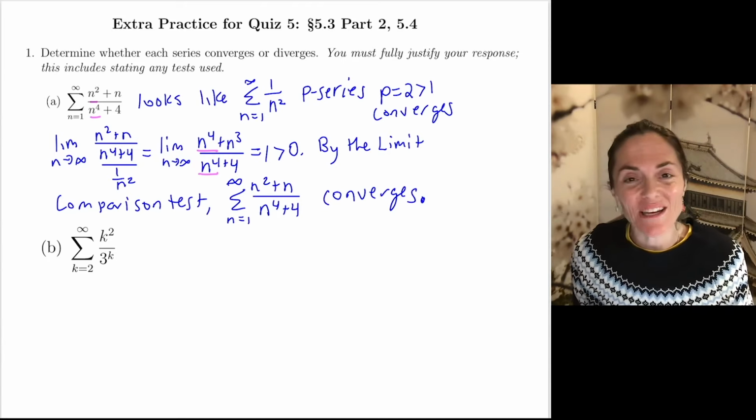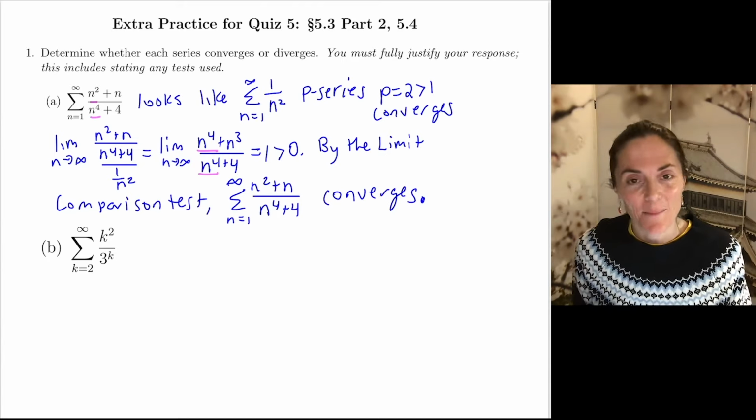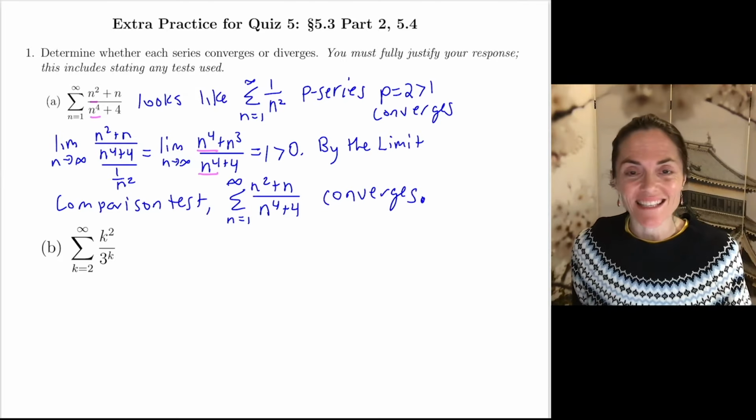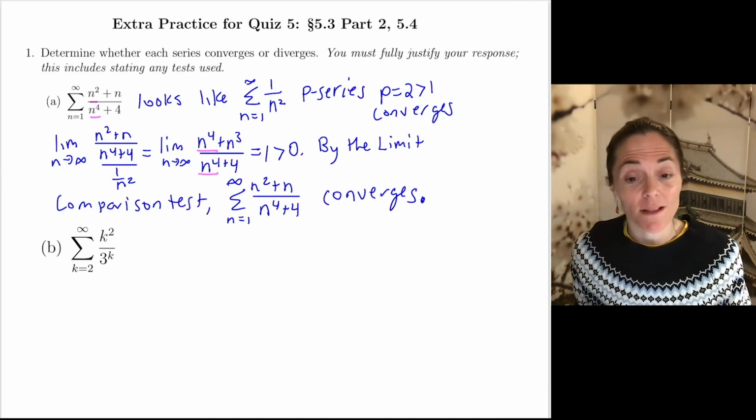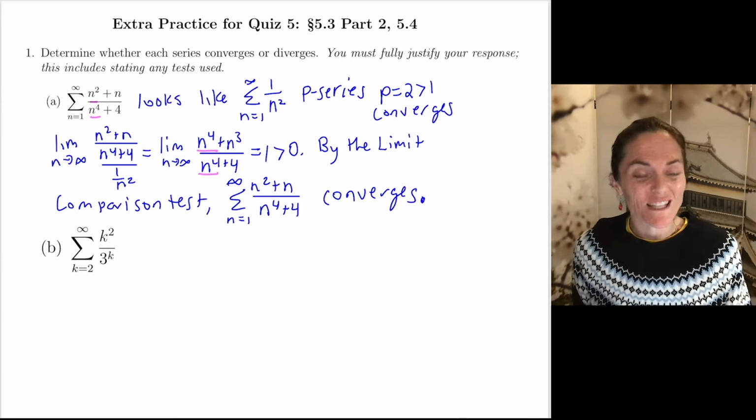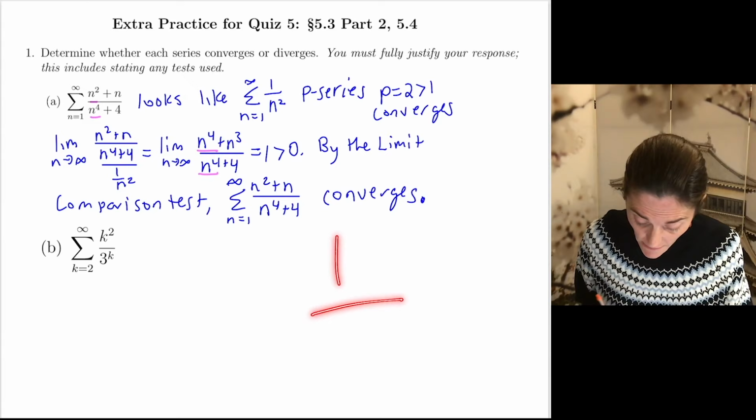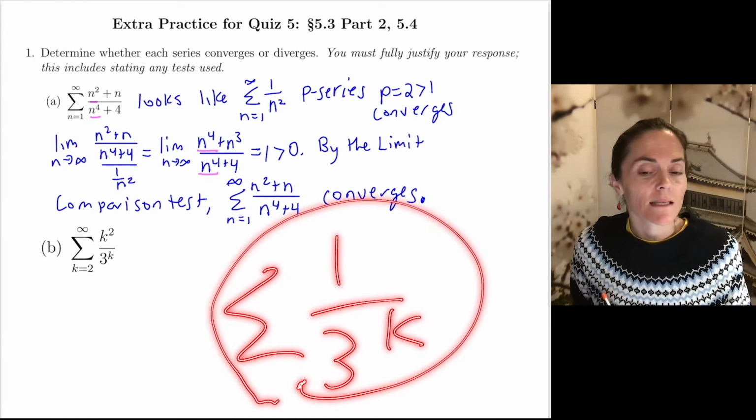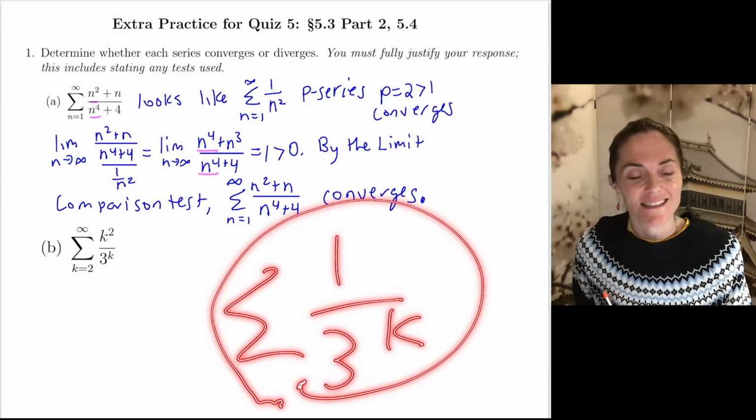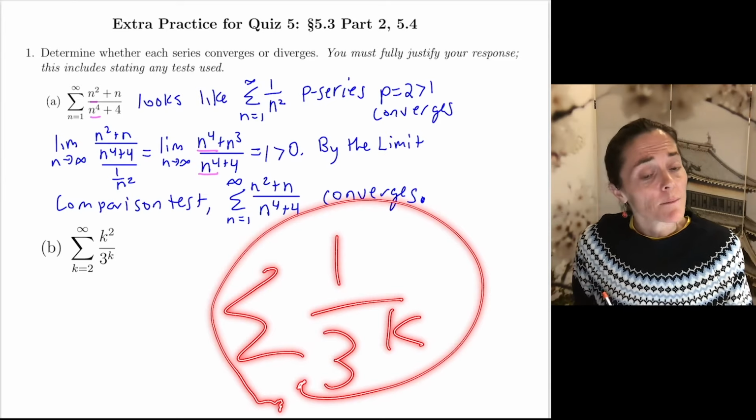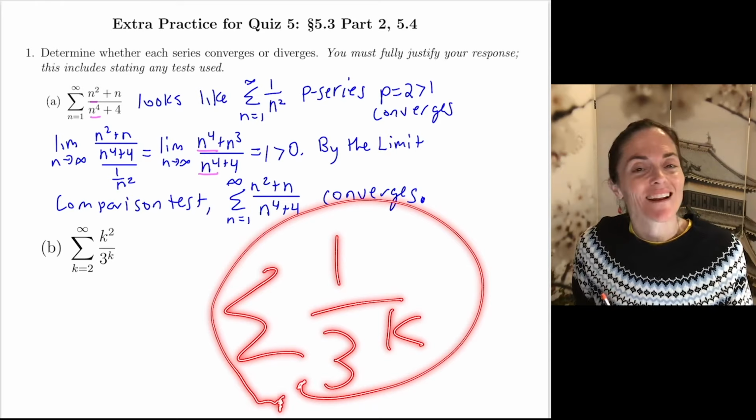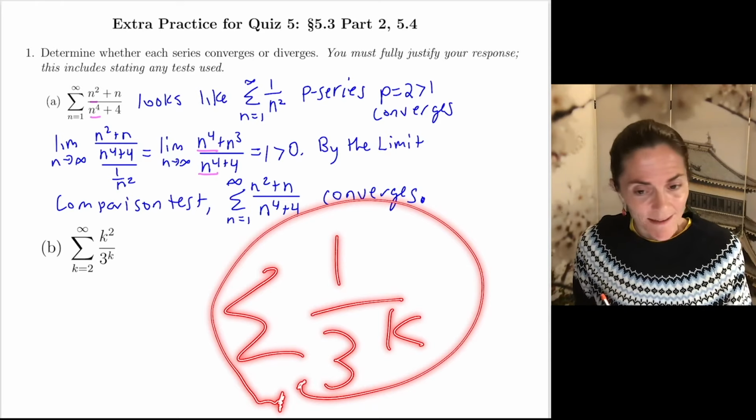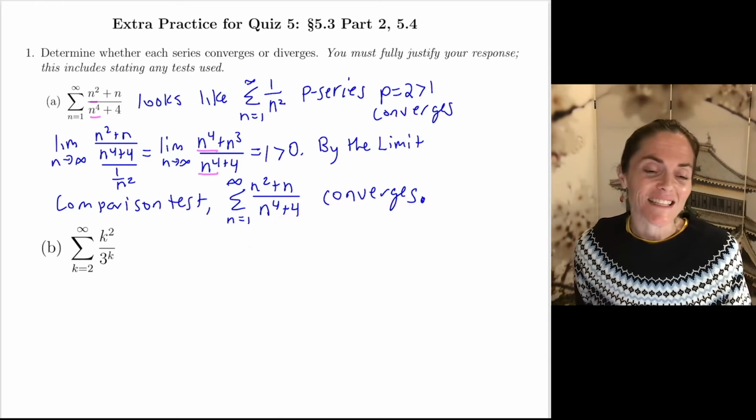I have a k squared in the numerator, 3 to the k in the denominator. The terms are going to zero because k squared grows significantly slower than 3 to the k. Well, what are we going to do here? You might try to make some comparison to this. This is a convergent geometric series. But both comparison and limit comparison are going to be kind of problematic here. So we have to think, what else can we do?